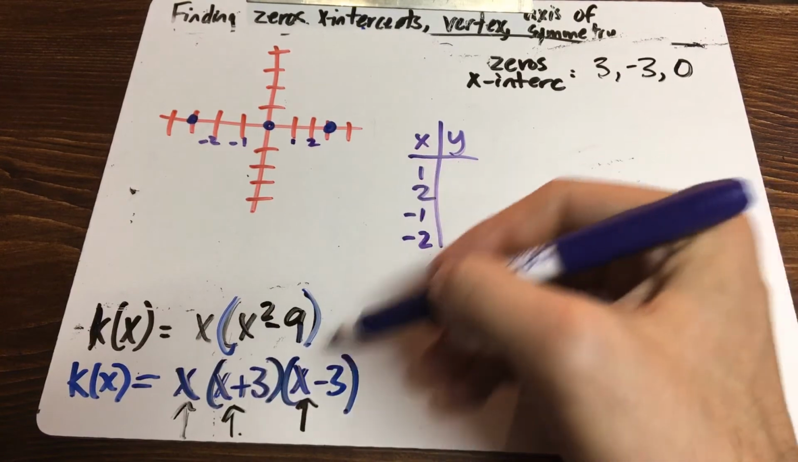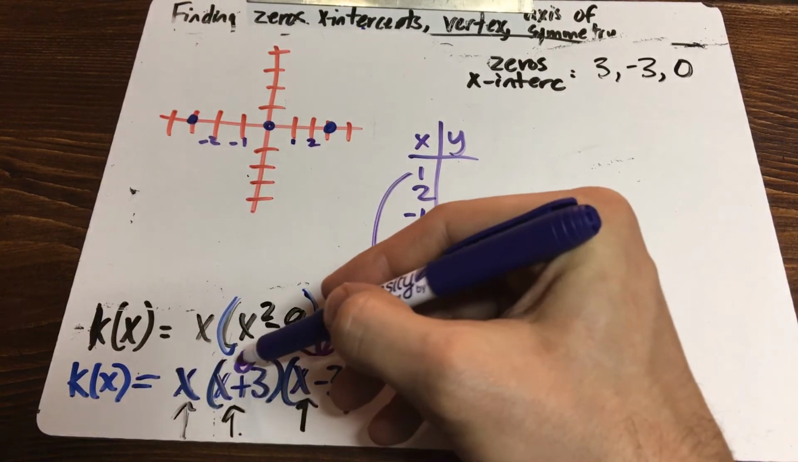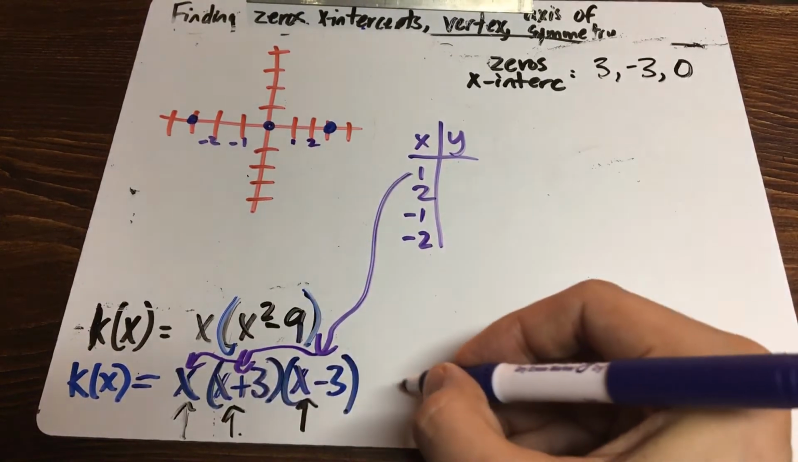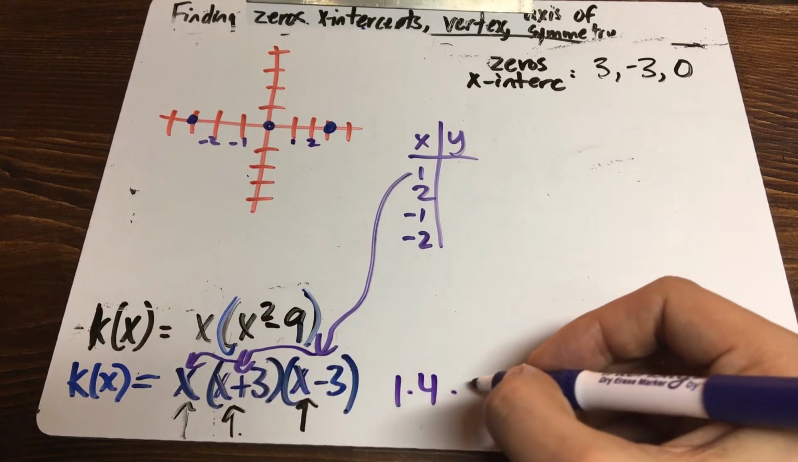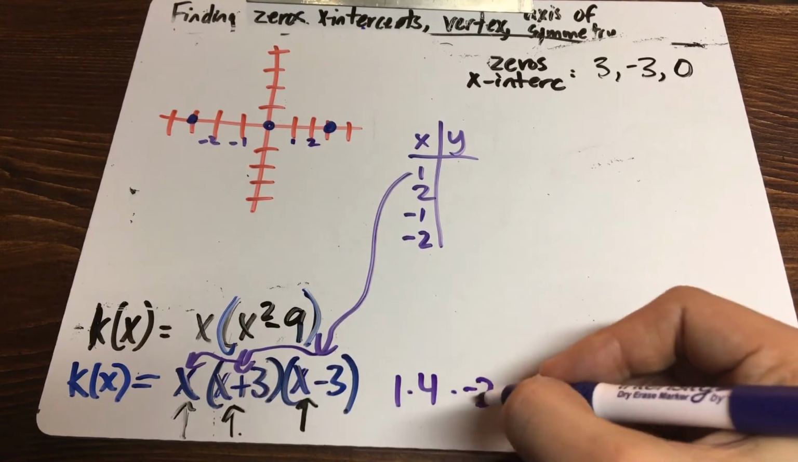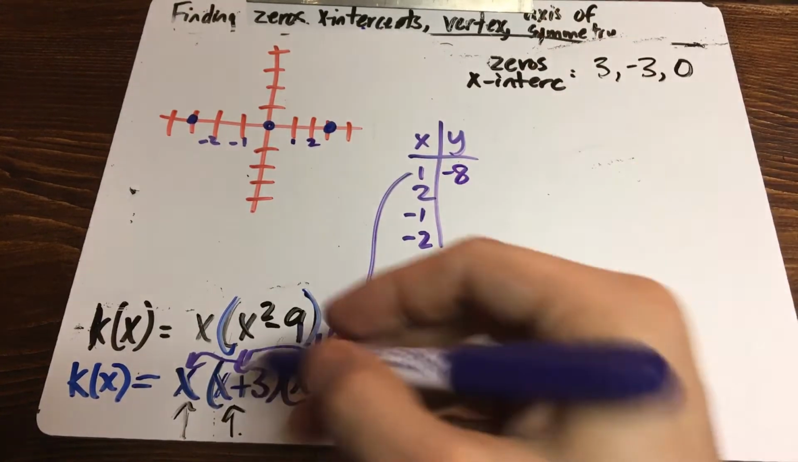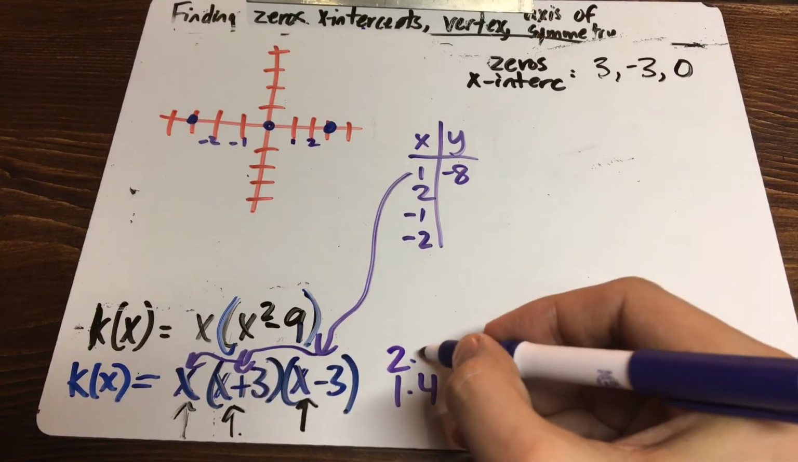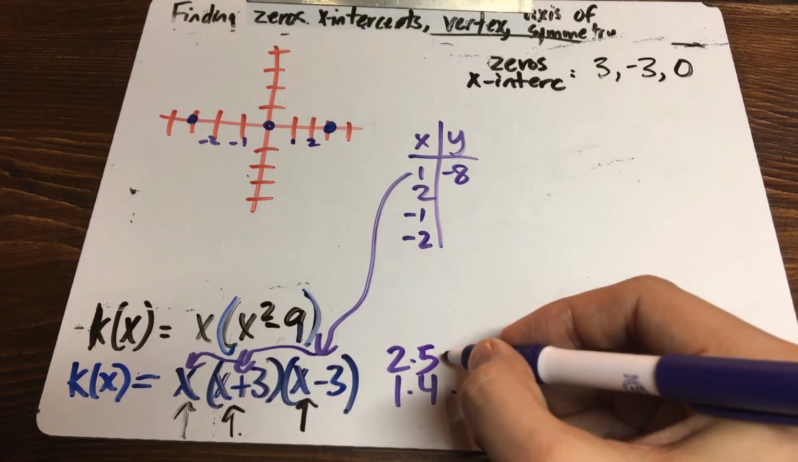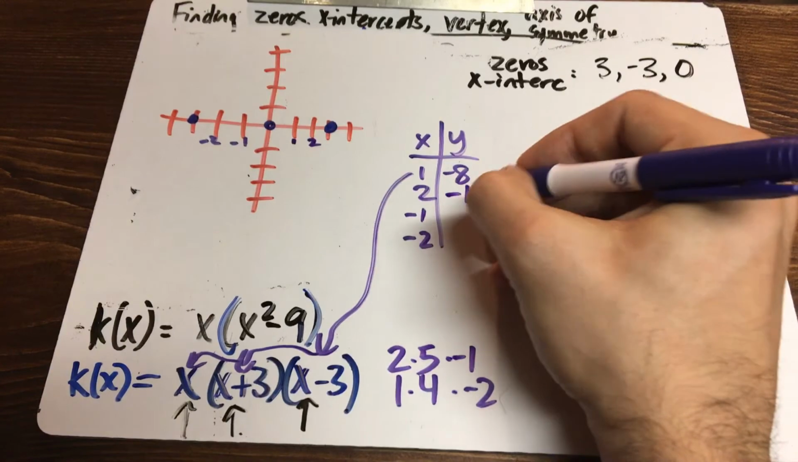Like if I took the number 1 and plugged it in for x here, here, and here, I would have 1 times 1 plus 3 is 4, and then 1 minus 3 is negative 2, and that would be 4 times negative 2, negative 8. Then if I put 2 in here, it would say 2 times 2 plus 3 is 5, 2 minus 3 is negative 1. That would be 10 times negative 1.